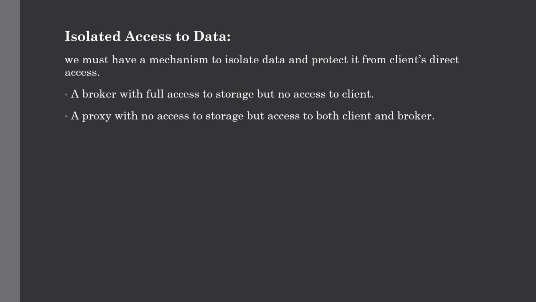Now we will see the isolated access to data. Since data stored in the cloud can be accessed from anywhere in the world, we must have a mechanism for isolating that data and protecting it from the client's direct access. Brokered cloud storage access is a good approach for isolating storage in the cloud. In this approach, two services are created. The first one is a broker with full access to storage, but it should not have access to the client. And the second one is a proxy with no access to storage, but access to both the client and the broker. So these are the two mechanisms we use for isolating our data.